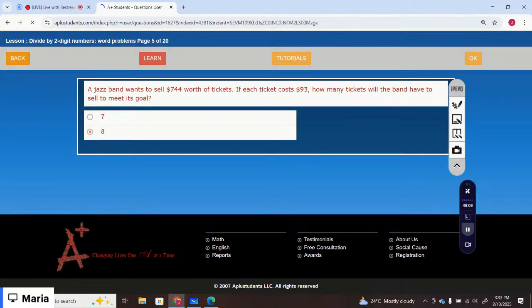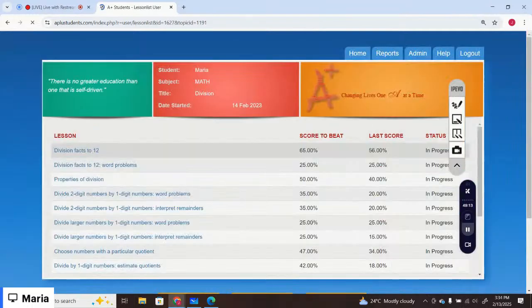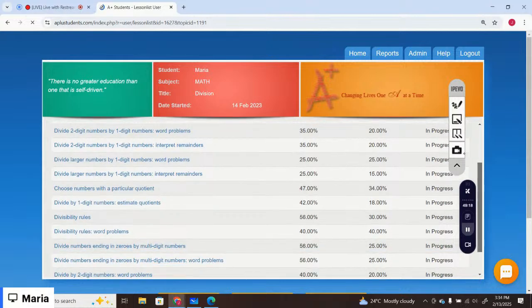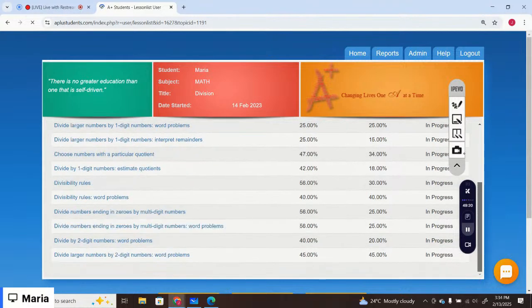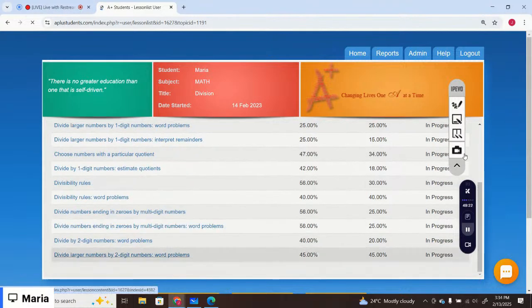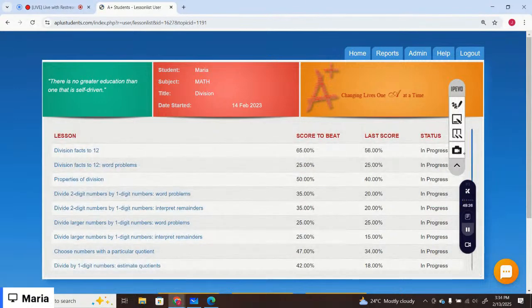The next lesson is that is the last lesson from the chapter. Divide larger number by two-digit number word problem. So let's just start with the test questions.